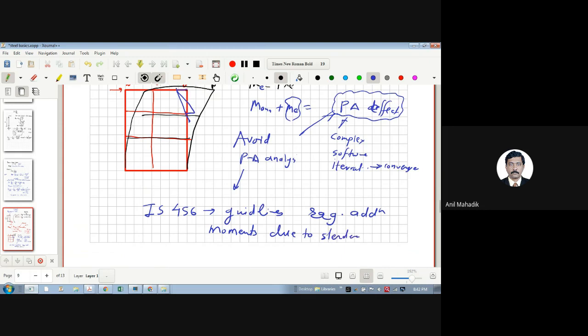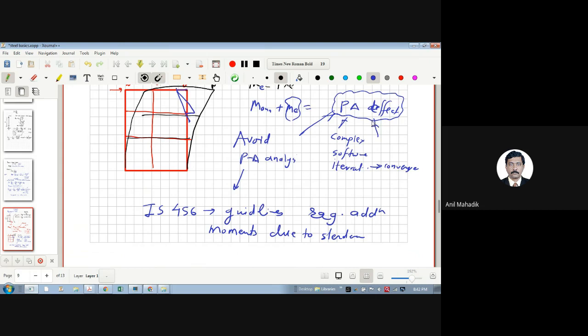That you will learn in the RCC theory in some building, whenever we start with those sessions. You can read the books also if you want. So this is, we can say, the general philosophy. That means we don't get it through analysis. If you want to get it through analysis, you have to do the P delta analysis. And we generally ignore this.